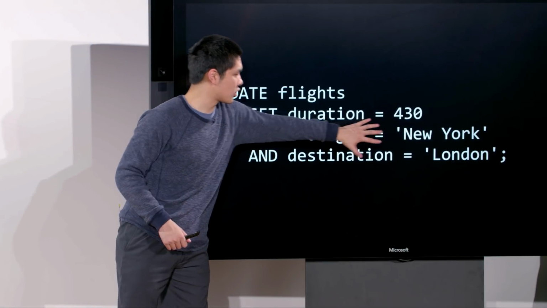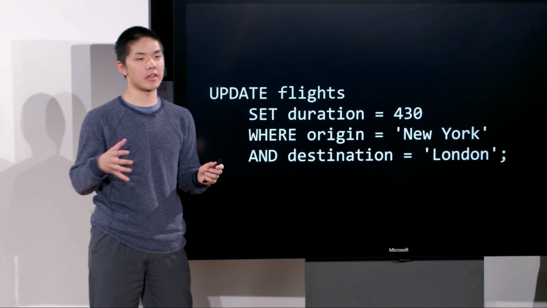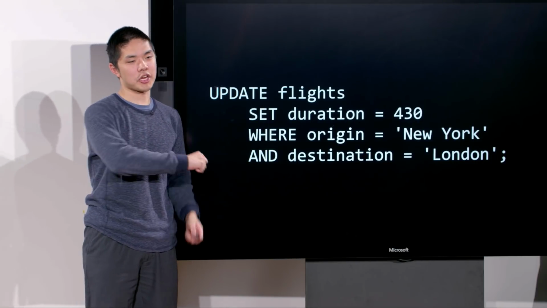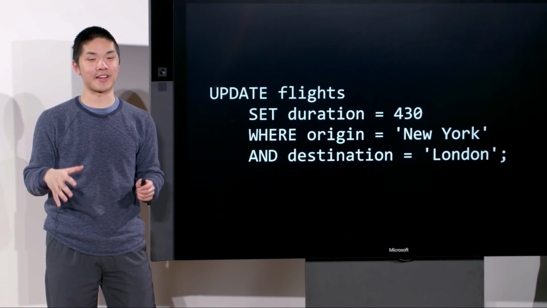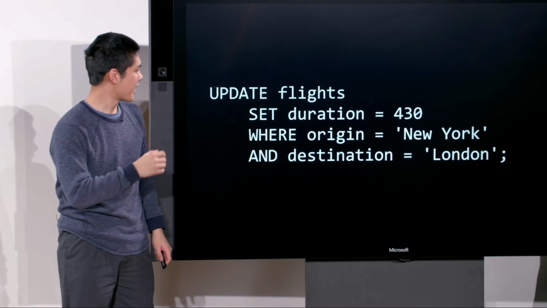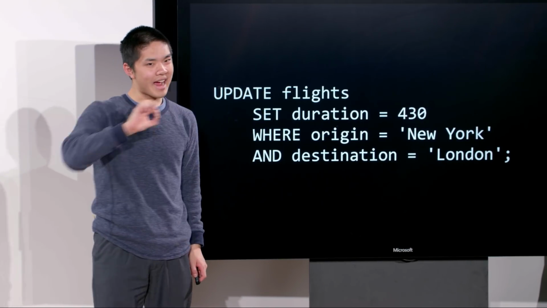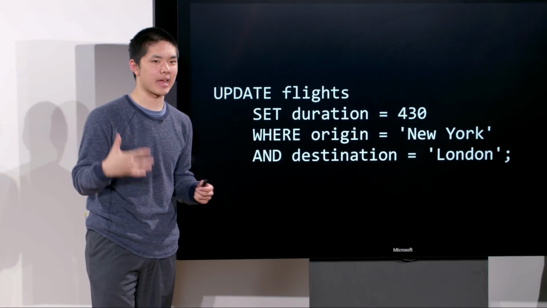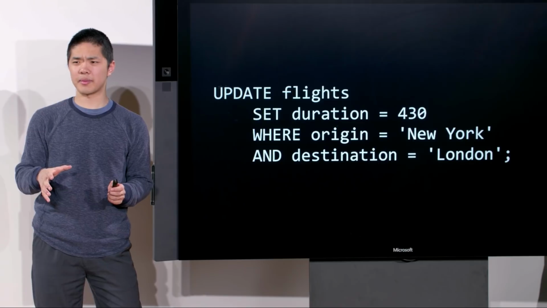If I omitted these 2 conditions altogether and just said UPDATE flights SET duration = 430, the effect of doing that would be changing every single row in my table to have a duration of 430, which is likely not what you want in this particular case. So the WHERE clause is very important for specifying these are the only rows that I actually care about modifying, that I actually care about editing as I go about updating that table. Questions about the UPDATE query? Yeah?